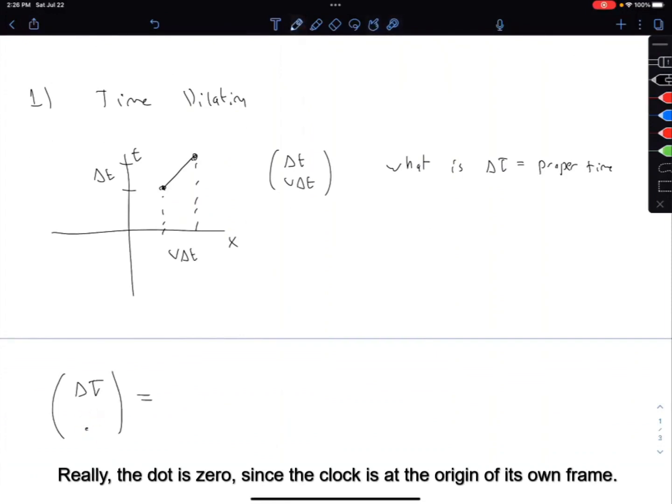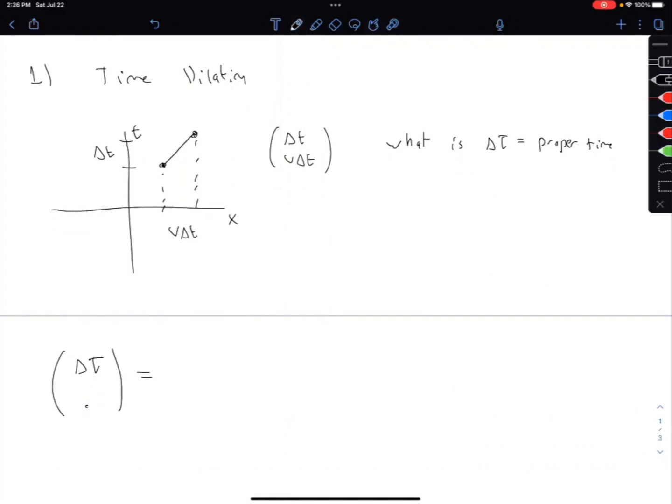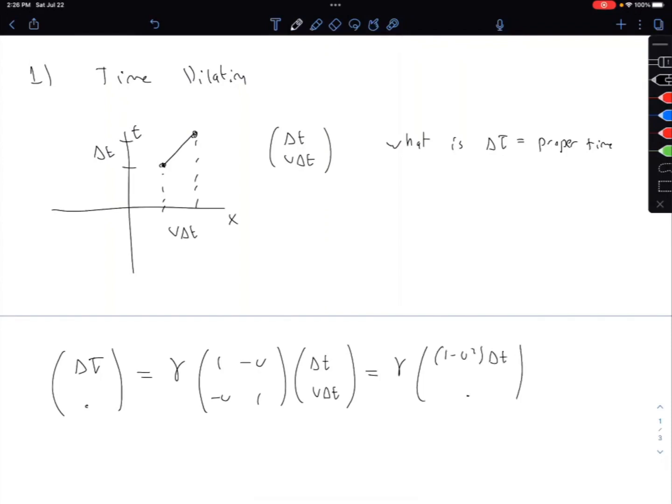I'm only after the proper time. I don't care what this space separation is, right? So I put 1 minus v1, delta t, v delta t. This is going to be gamma times 1 minus v squared delta t.